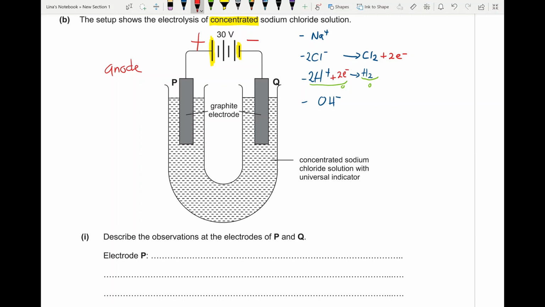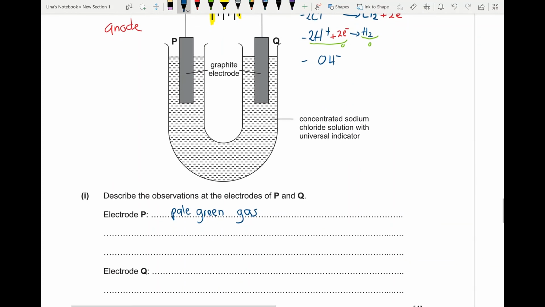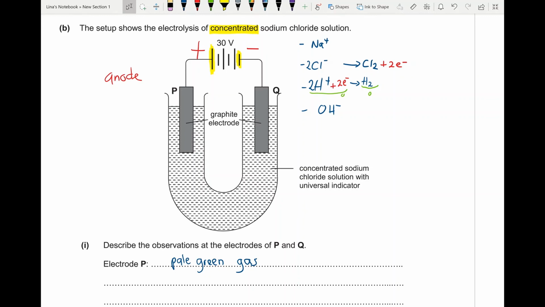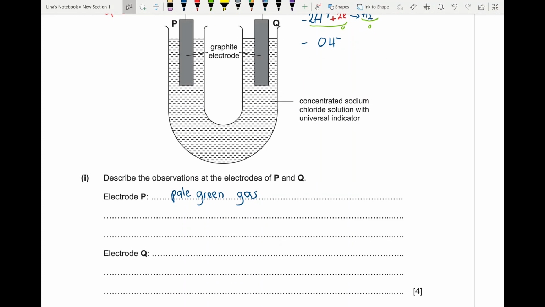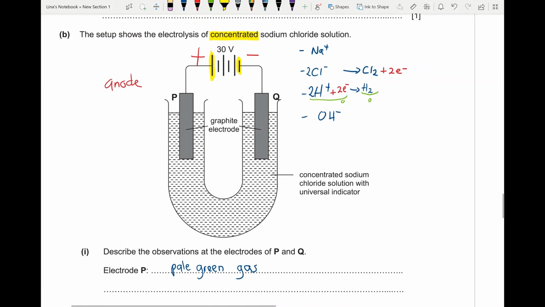Positive electrode attracts negative ion. So the anode attracts chloride. And what happens? Chlorine is produced. How do you know it's chlorine? What color is chlorine? Pale green or pale yellow-green gas is produced. And on Q, Q is the negative electrode. It attracts positive ion and hydrogen is produced on Q. Hydrogen is a colorless gas, so just say colorless gas is produced.